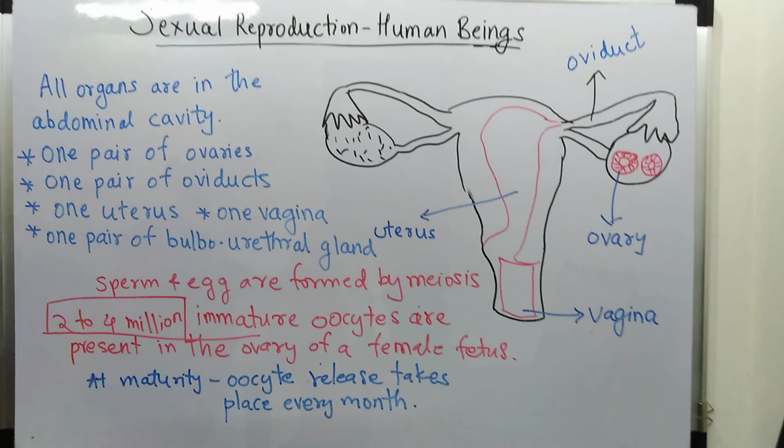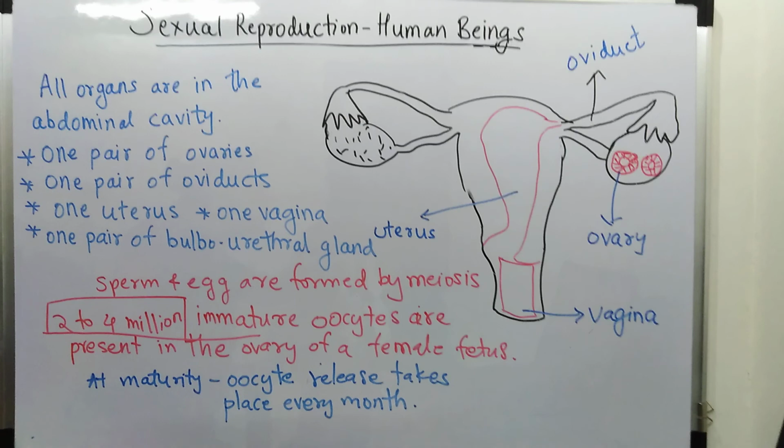Free end of the oviduct is funnel-like. An opening is present at the center of it. Okay, so this free end is like a funnel. Okay, and there's an opening at the center of this funnel. Okay, the oocyte enters the oviduct. The oocyte produced here in the ovary enters the oviduct, and what happens?